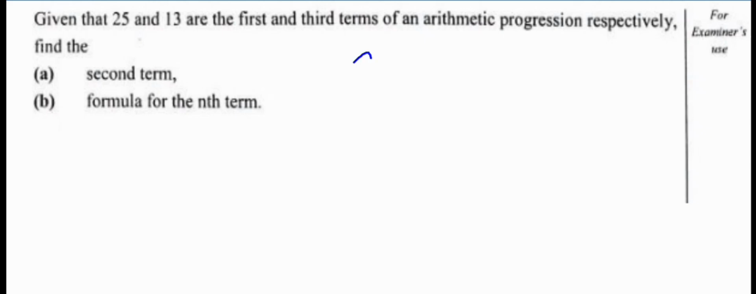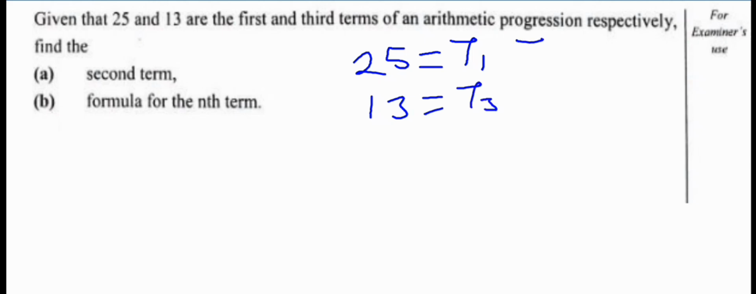So we can say 25 is representing the first term. If they use the term "respectively", meaning we need to take the numbers the way they are. Meaning the first term is going to be 25. Then 13 is going to be the third term. So in this case, you can say term number 1 is equal to 25, then term number 3 is equal to 13. They are just the same.